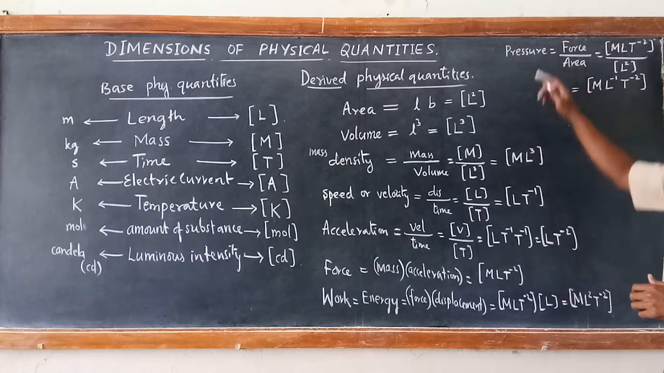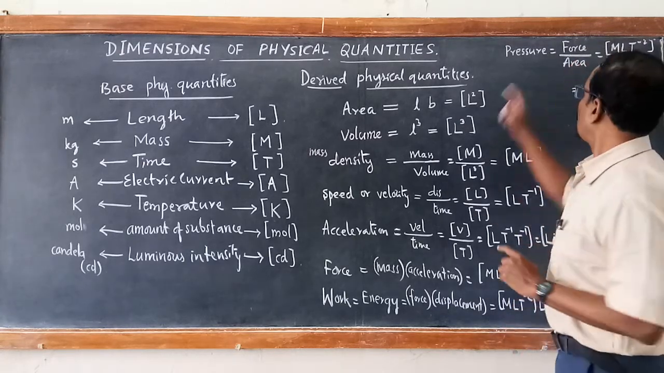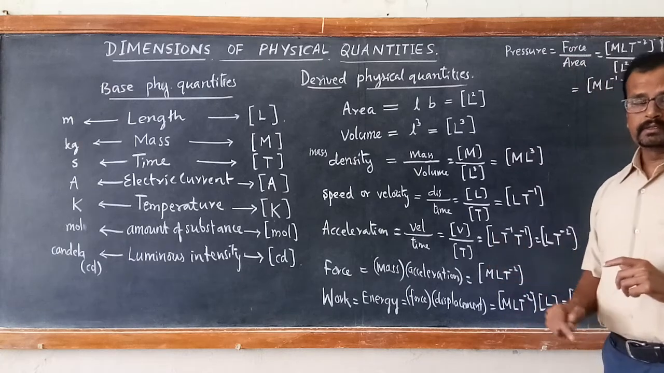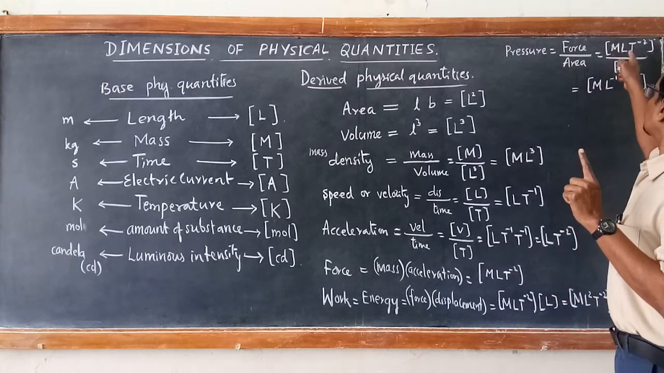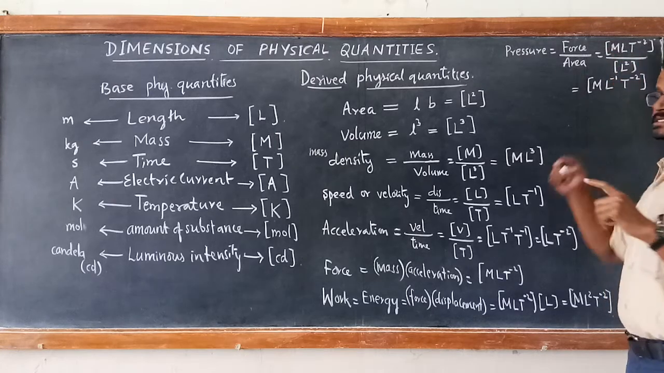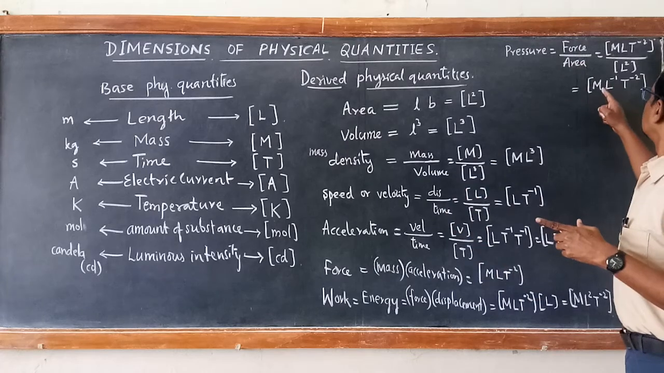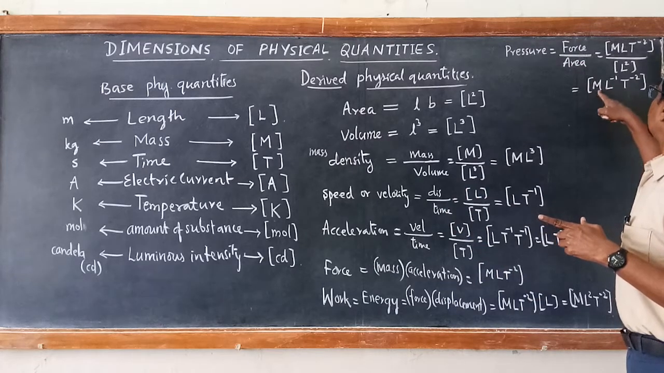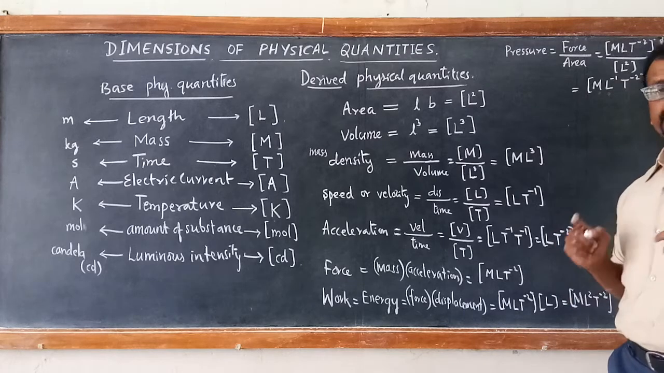The SI unit of pressure is Pascal. 1 Pascal is equal to 1 Newton per meter square. For 1 Newton we have kg meter per second square, divided by meter square. Thus it becomes kg per meter per second square.